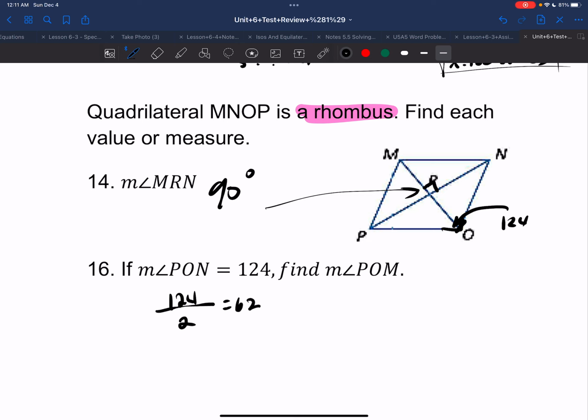Now if you have no idea what's going on, why am I dividing by 2? Well, this is a rhombus. The diagonals are going to split that full angle into 2 congruent parts. So this angle and this angle are congruent, and this angle and that angle are also congruent. So if this whole thing is 124, I just have to split it up into 2 congruent parts. Okay?